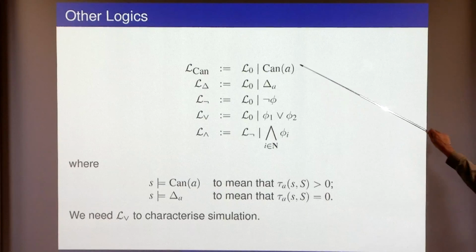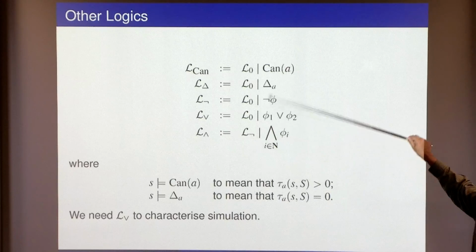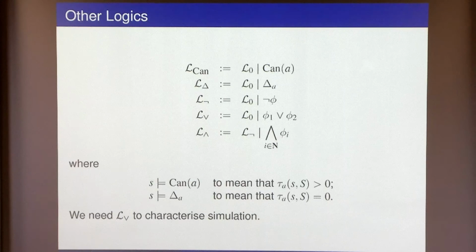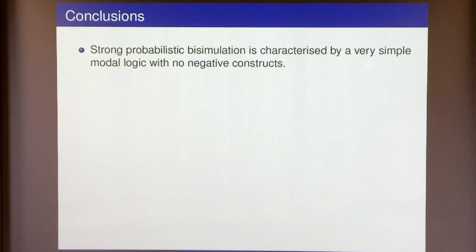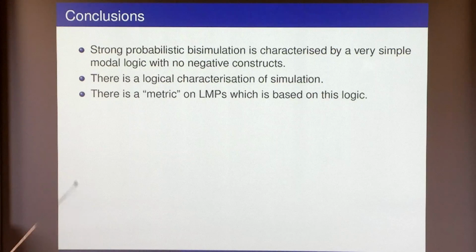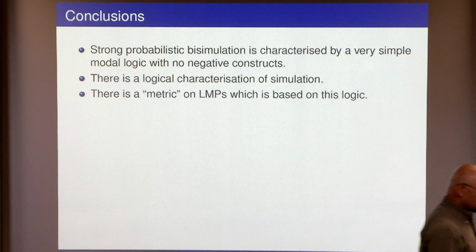And of course, much richer logics are also invariant under bisimulation. So in particular, fixed point logics and all kinds of things that you would actually want in an expressive logic for reasoning about probabilistic systems. So let me wrap up. Strong probabilistic bisimulation is characterized by a very simple modal logic with no negative constructs. There is indeed also a logical characterization of simulation. There is a metric on LMPs which is based on this logic. So just to anticipate some of the same propaganda that I will be spouting tomorrow.